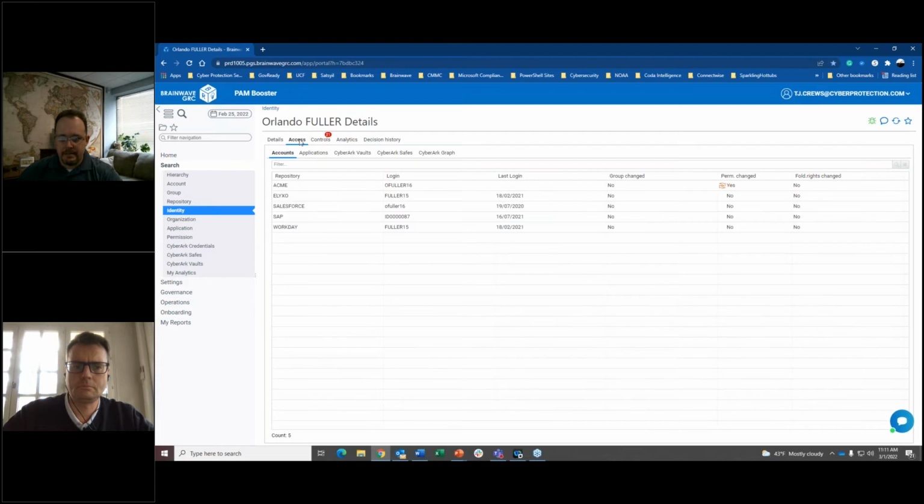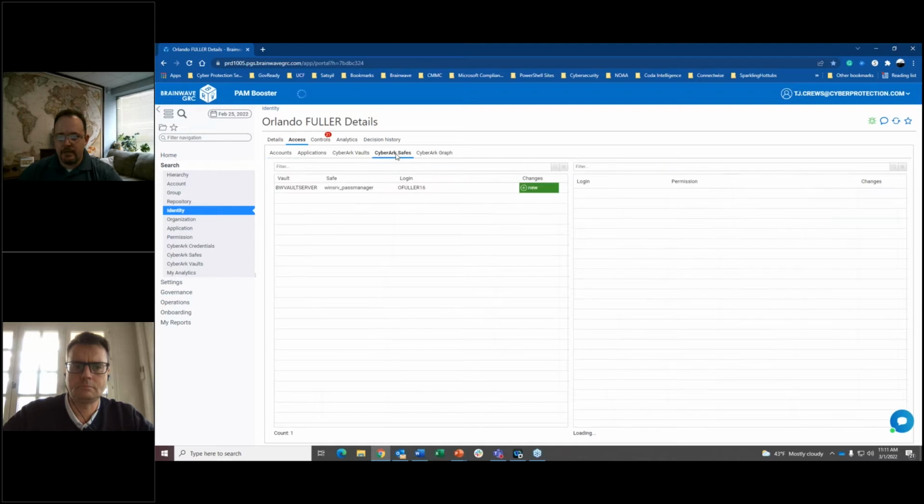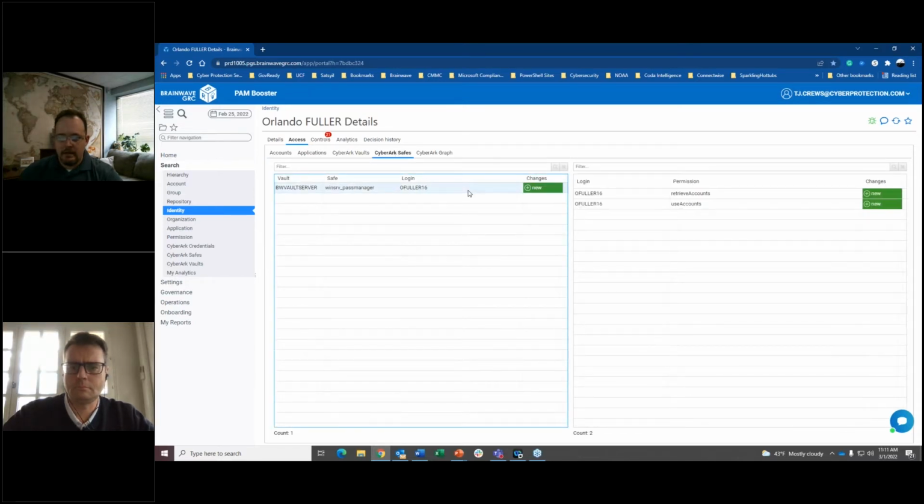So you click on access here, and you can see there's lots of different tabs here, but I'm going to go right to the CyberArk safes. And I click on here, and not only does Mr. Fuller have access to the Brainwave Vault server, it looks like the safe he has access to is the past manager, which I look over here, I see the permissions, and it's retrieve accounts and use accounts. Well, within that organization, salespeople should not have this access. So how did this happen?